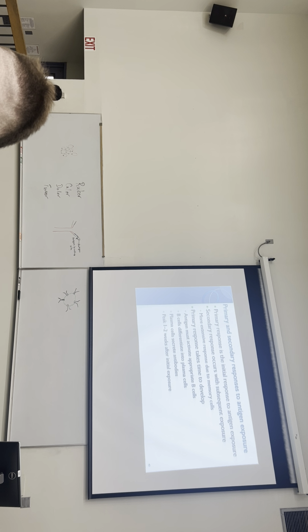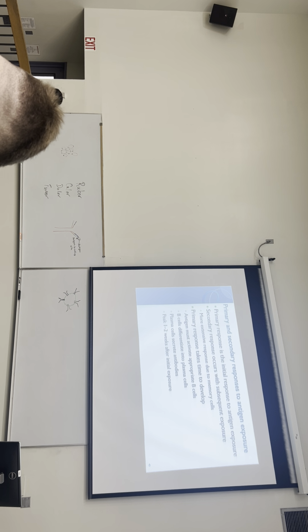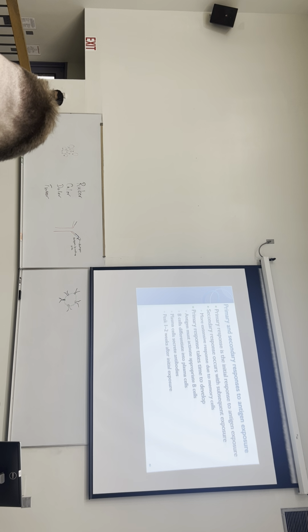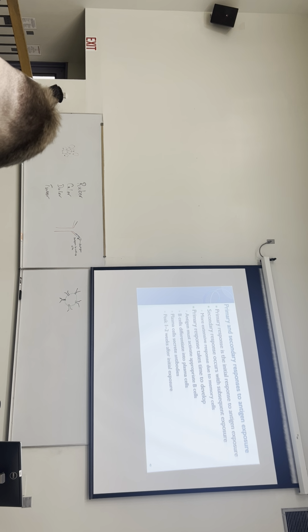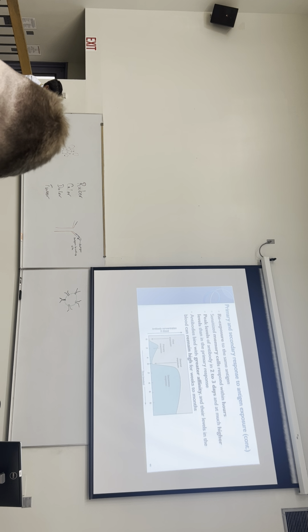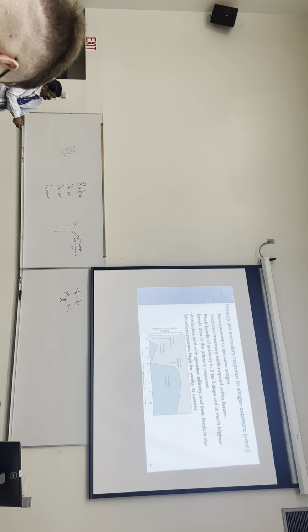What are plasma cells? They produce antibodies. They're the ones that produce antibodies. They're the activated B cells that produce antibodies. Okay? So, if you can give me your attention here.